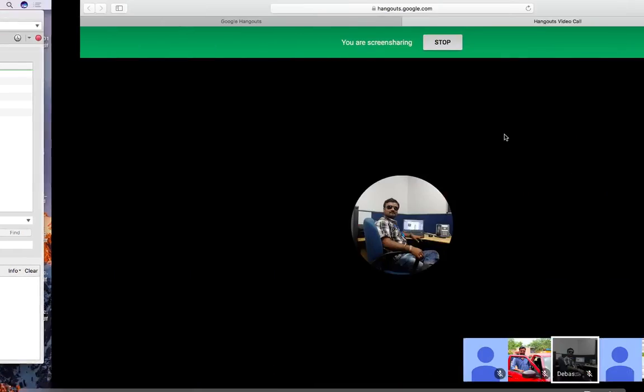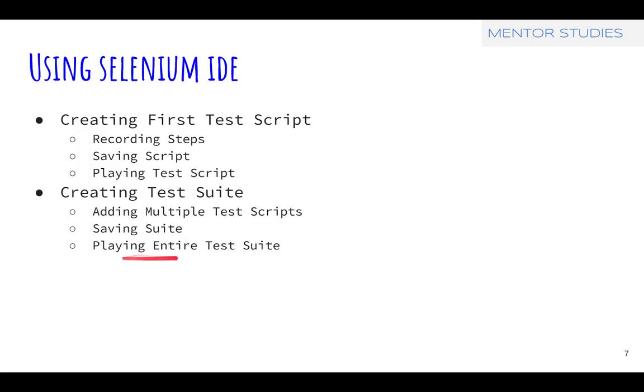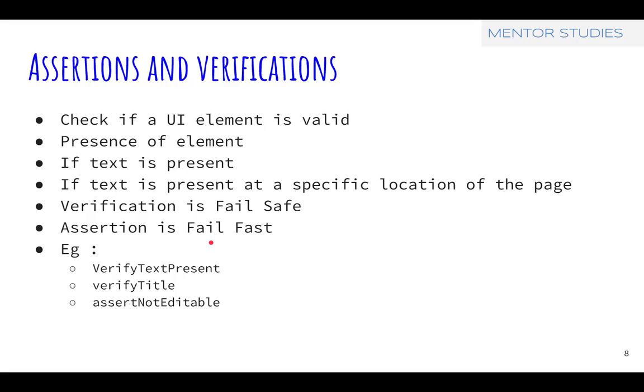So let's move to the next part, and we have played the entire test suite also. So assertions and verification. So what is this actually? As I have told you, you can have a UI element. You can check if the UI element is visible or not, if a UI element is present in the page or not. So when a page is loaded, you can verify that. That's what we call assertion. Okay, so if that element is not present, your test case is going to fail.